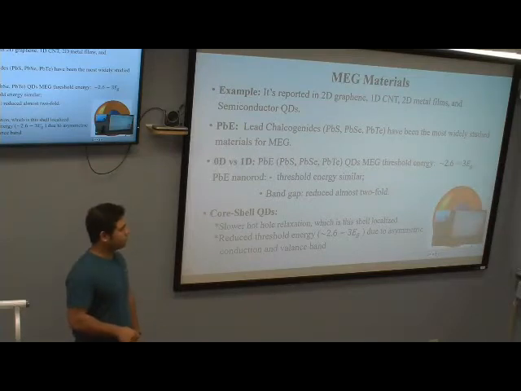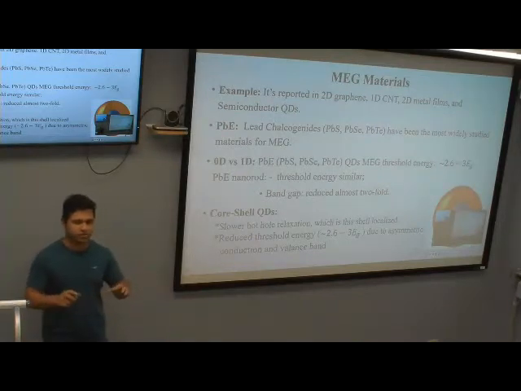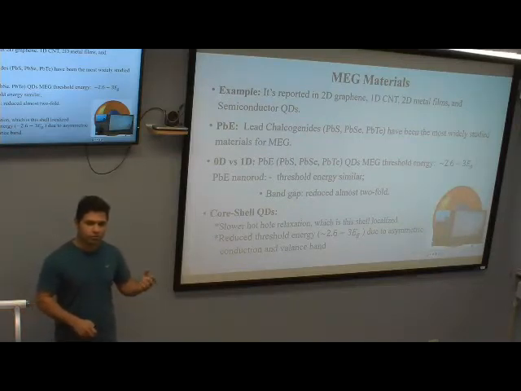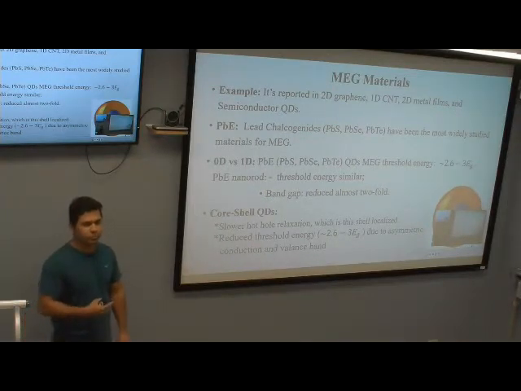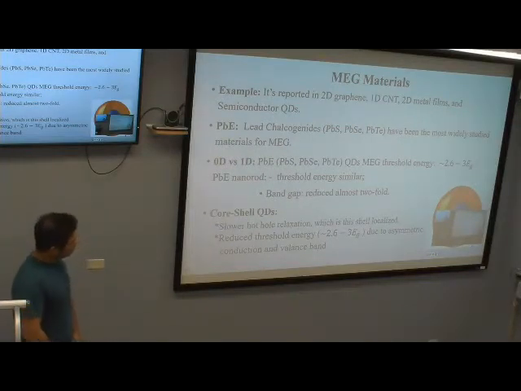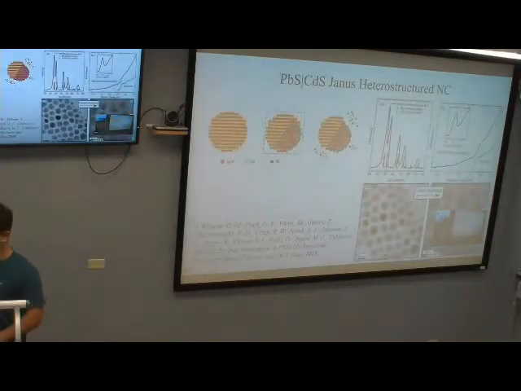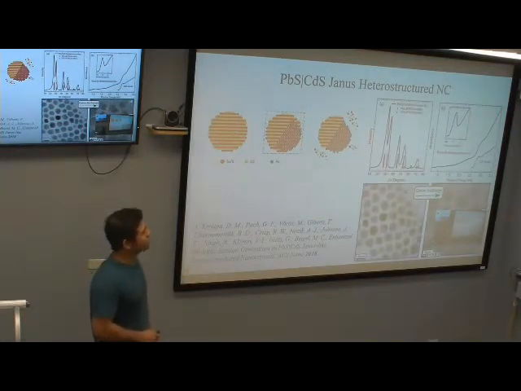But there is some problem with this type of structure because the hole is localized on the core and the electron is localized on the shell area, so it's very hard to extract the hole from the core because the core is surrounded by the shell. So although this shows the multi-exciton generation process, it's very hard to make a device from these things because with time it will be saturated with holes and the device efficiency will become low. So because of that, we need to go to a different architecture of materials or new types of materials. Then people came up with this structure, the Janus heterostructure.